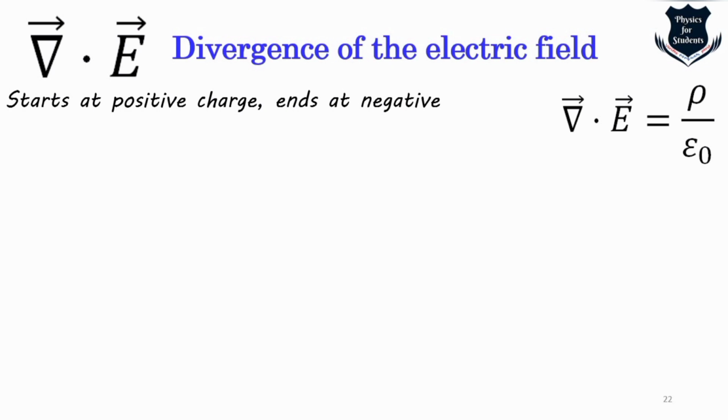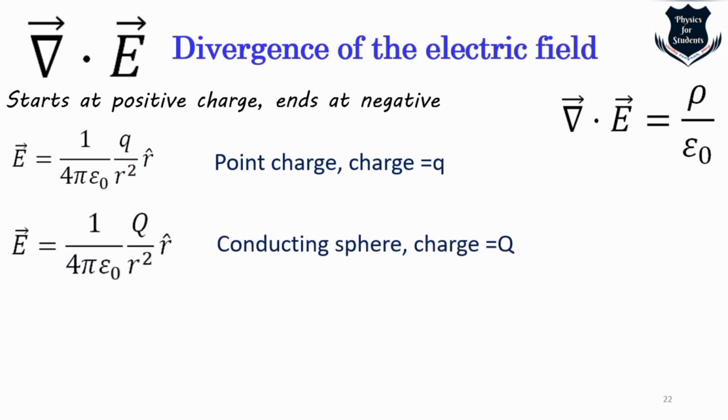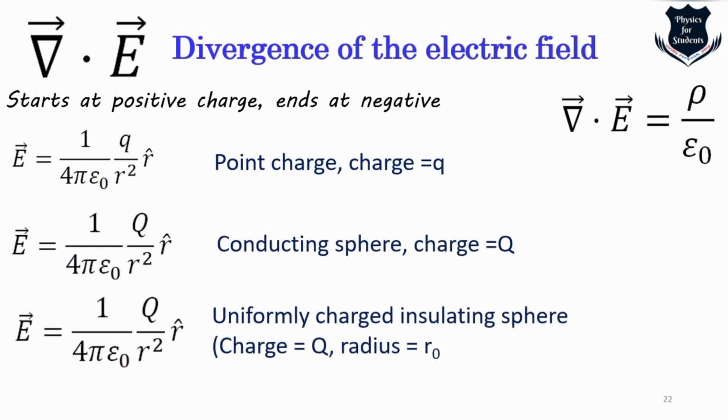Now if you see, the differential form of Gauss's law is on the left hand side. I have just taken the divergence of the electric field right there. Okay, now if you see, these are the electric field equations of simple objects. This is for the point charge, this is for a conducting sphere, and this is for a uniformly charged insulating sphere.